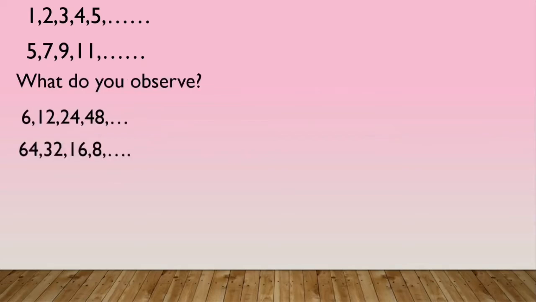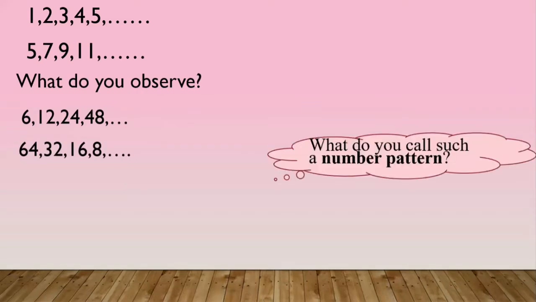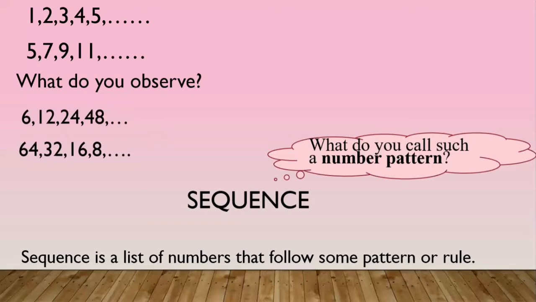So what do you observe here? 1, 2, 3, 4, 5. 5, 7, 9, 11. 6, 12, 24, 48. What do you observe? Some pattern? Yes. What do you call such a pattern? We call it a sequence. A sequence is a list of numbers that follow some pattern or a rule. A sequence is a set of numbers that follow some pattern or a rule.